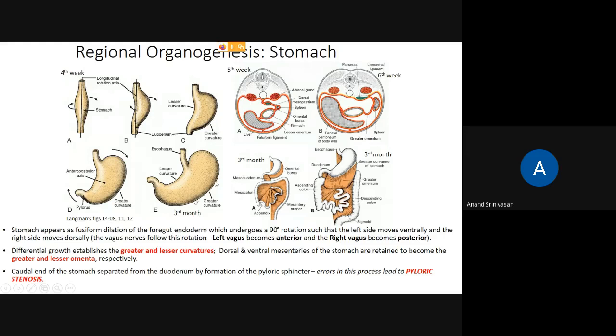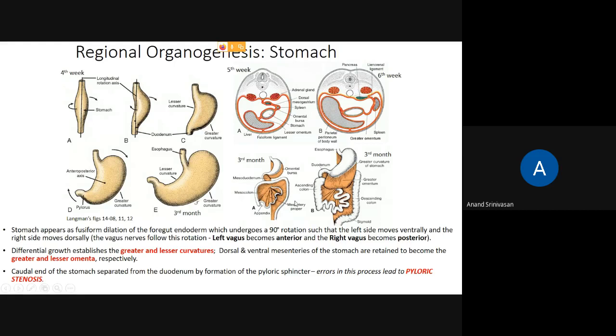How many degrees of rotation? It undergoes a 90-degree rotation, in such a way that the left side moves ventrally and the right side moves dorsally. Or the left side moves anteriorly and the right side moves dorsally. So is this clockwise or anti-clockwise? It is in the clockwise direction, isn't it? So it rotates 90 degrees clockwise.